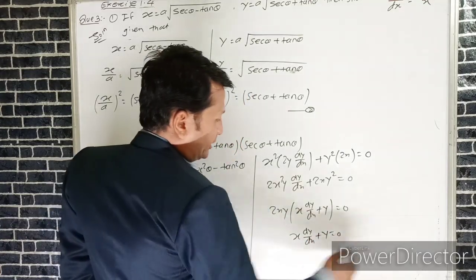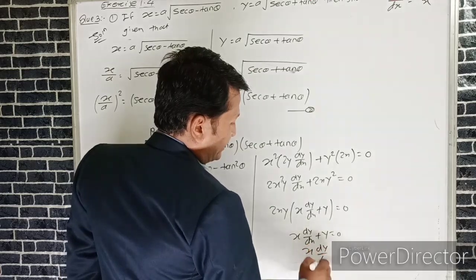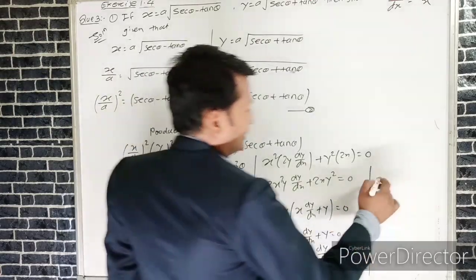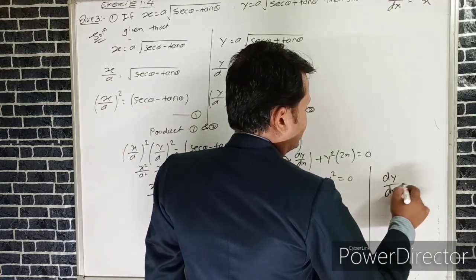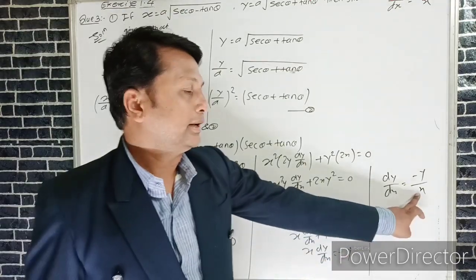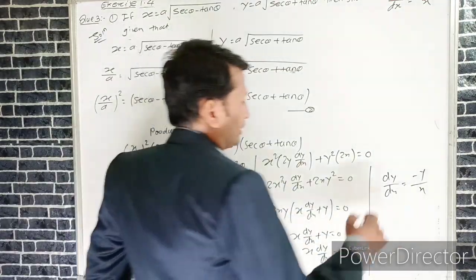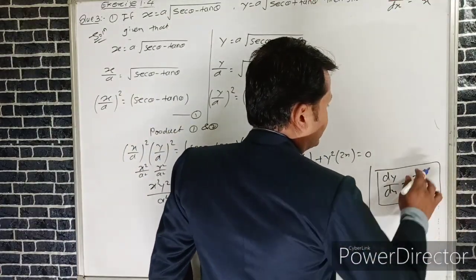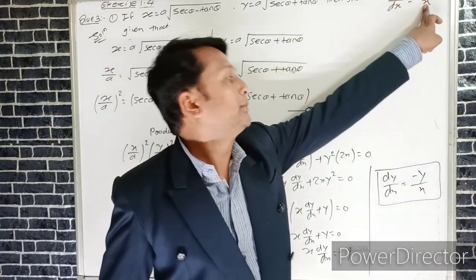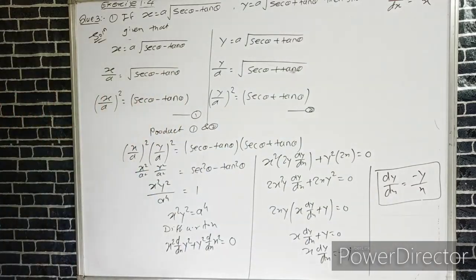Now this y, take to the right side, we can write x into dy by dx is equal to minus y. And if we shift this x to the right side, then we can write dy upon dx is equal to minus y upon x, which is the required proof. dy by dx is equal to minus y by x.